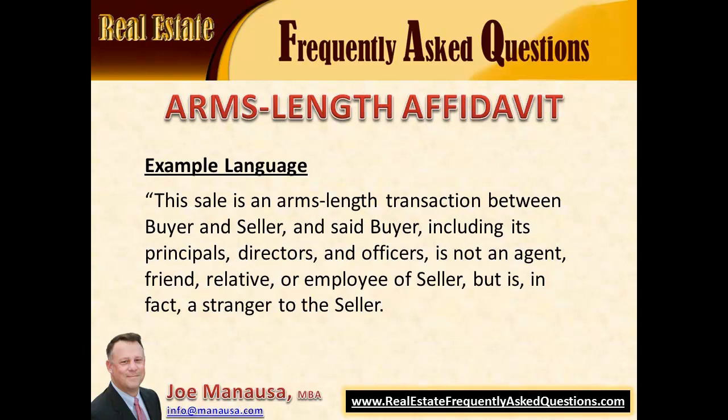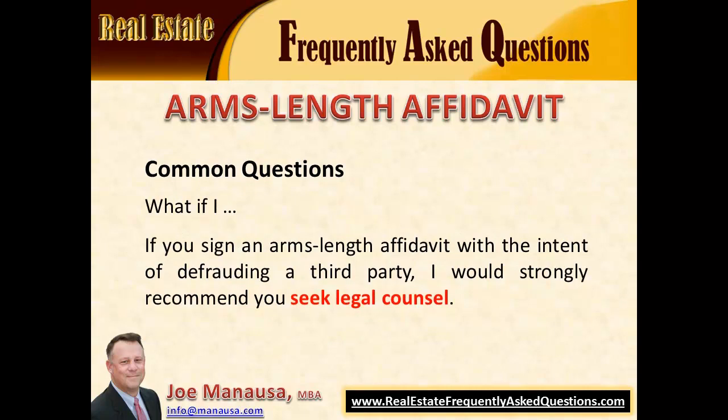Here's some example language. This sale is an arm's length transaction between buyer and seller, and said buyer, including its principals, directors, and officers, is not an agent, friend, relative, or employee of seller, but is, in fact, a stranger to the seller. Because we are seeing more distressed property sales in real estate, we're getting a lot of questions about how do you get around the arm's length affidavit.